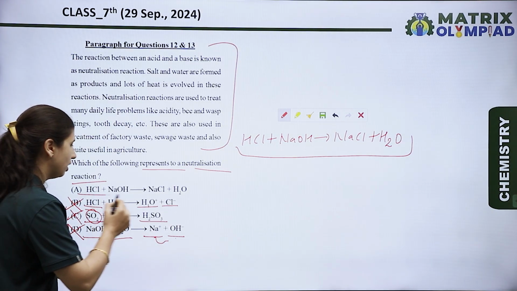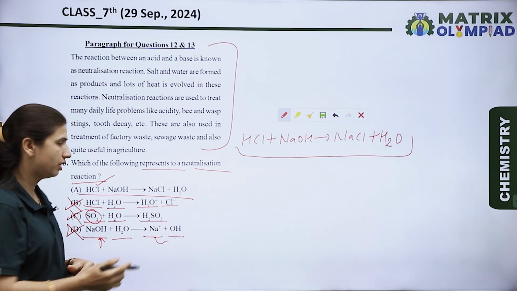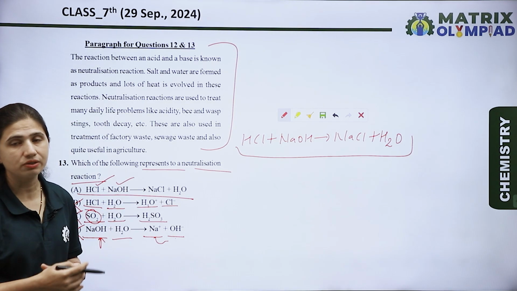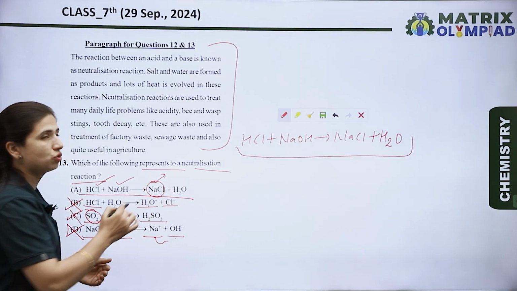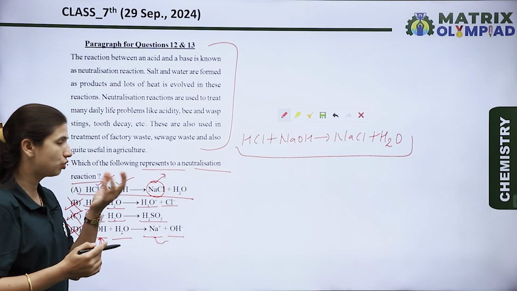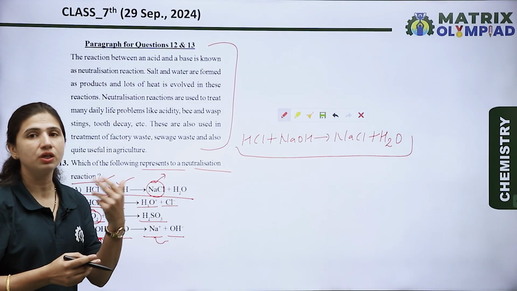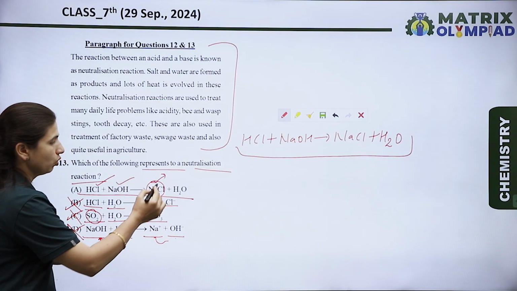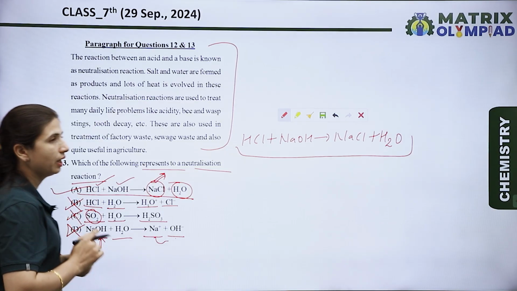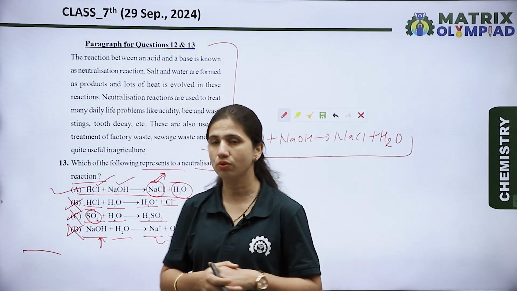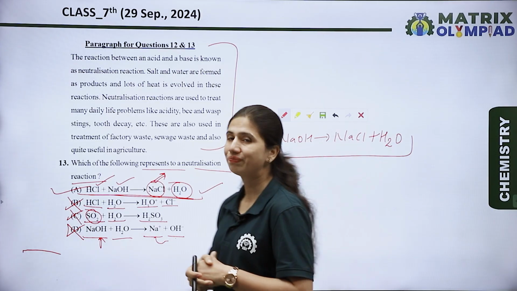Now let's see option A. HCl is a strong acid and NaOH is a strong base. When acid combines with base, it gives NaCl, which is a salt, and we can say it is a neutral salt, because when a strong acid and a strong base combine, they give a neutral salt. So the neutral salt is formed and water is released. So option A is the right option for this question. This is a neutralization reaction.